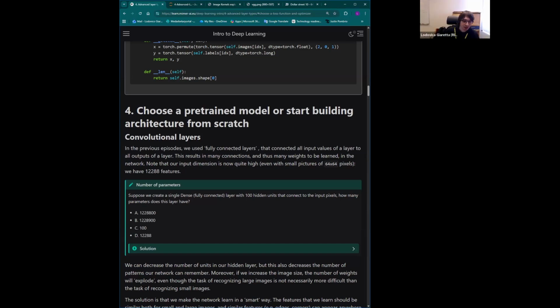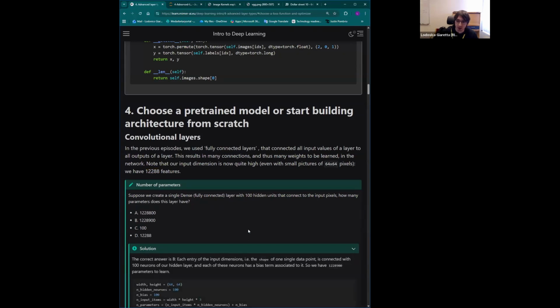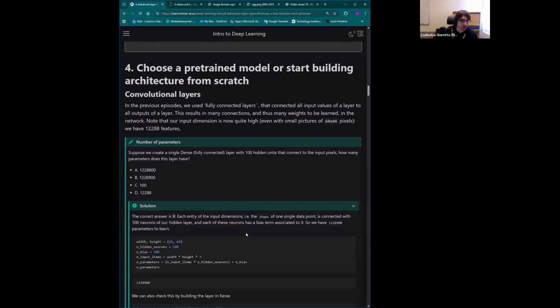And some answers are coming in, and people are correctly answering option B, 1,228,900. The reason being that we have 12,288 input features, and each of our 100 neurons will have to connect to each of these, resulting in 100 times this value in weights. Plus, every neuron also needs a bias term, which means that we have another 100 trainable parameters, which are the biases for the individual neurons.